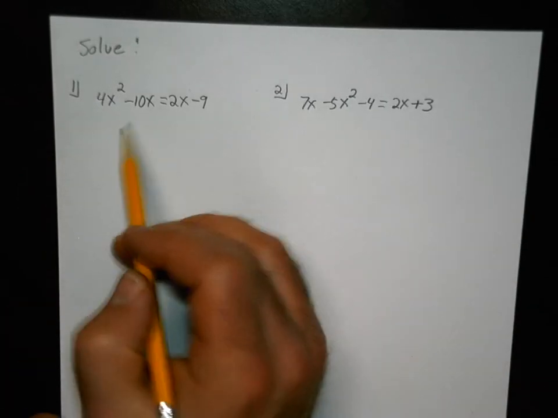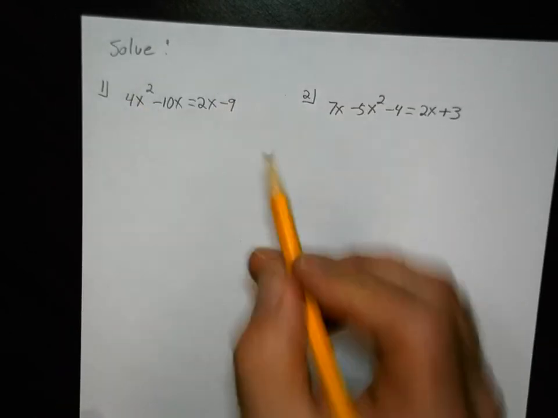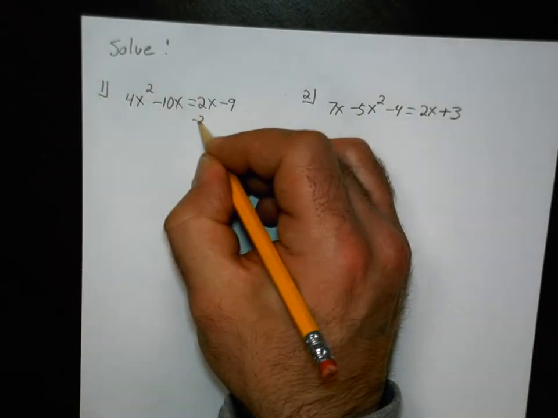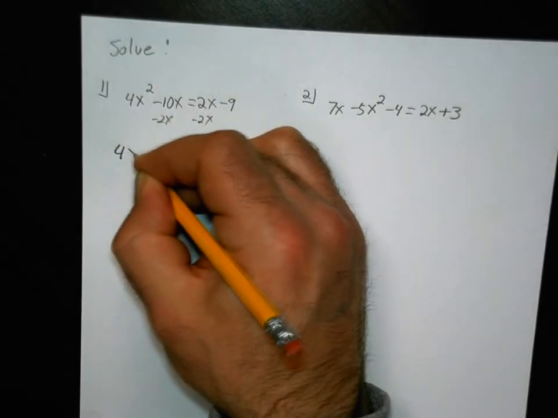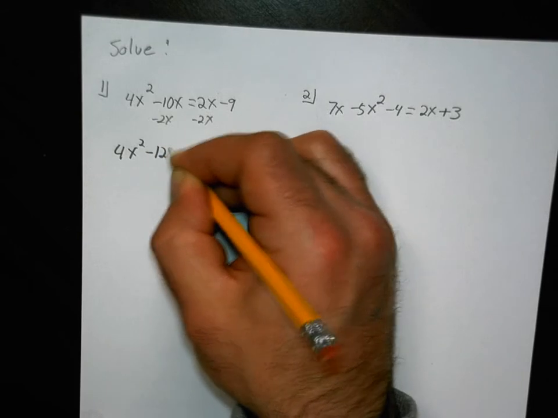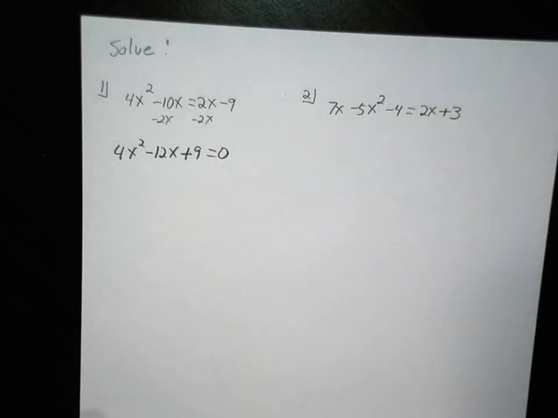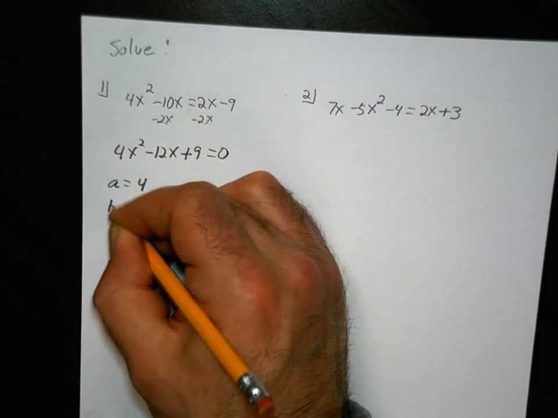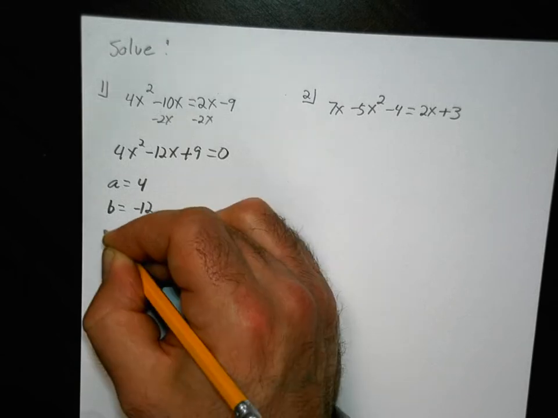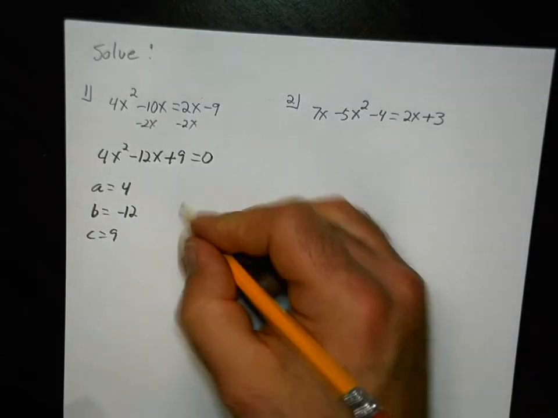Okay, so now this equation is a little bit jumbled, so I got to get everything to one side. So if I subtract the 2x from both sides and bring the 9 over, I'm going to get 4x squared minus 12x plus 9 equals 0. So a is 4, b is negative 12, c is 9. Okay, so let's solve this equation.